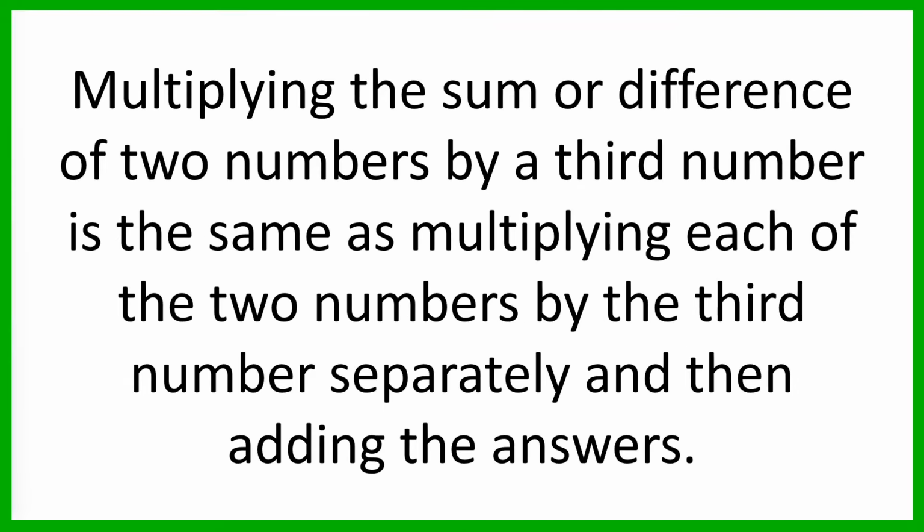The next one is the distributive property. The distributive property says that when you are multiplying the sum or difference of two numbers by a third number, it is the same as multiplying each of the two numbers by the third number separately and then adding the answers. Okay, so let's have a look at this over here.